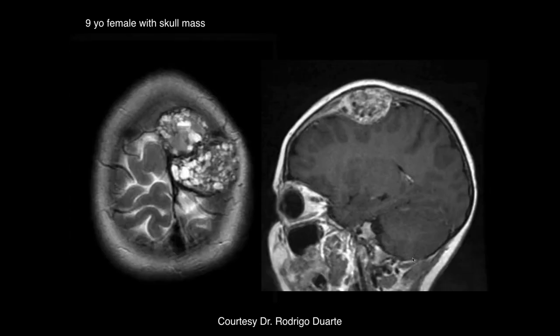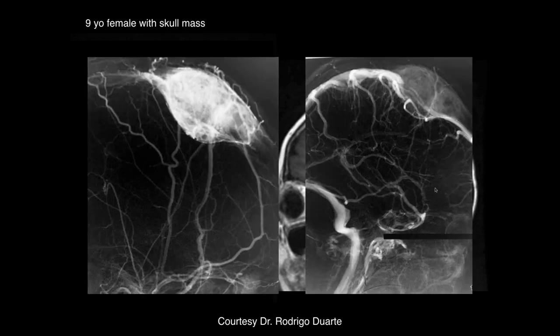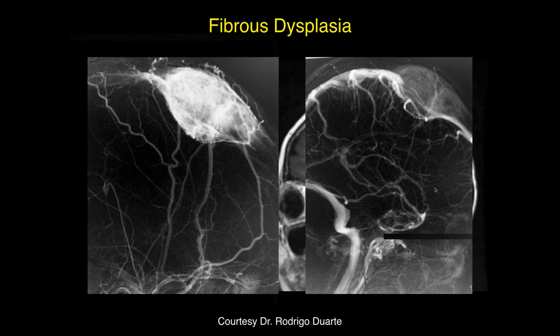On MR, there are areas of T2 hyperintensity. There's a fluid level. There is extensive vascularity on the angiogram. I guess these are two phases. So this is another fibrous dysplasia, just showing it can have a lot of different appearances. That's a peculiar looking fibrous dysplasia.